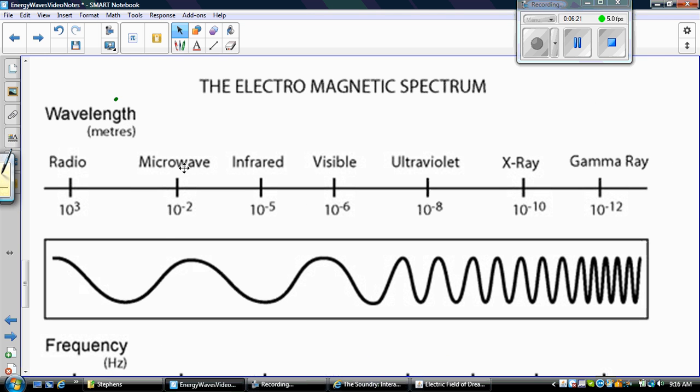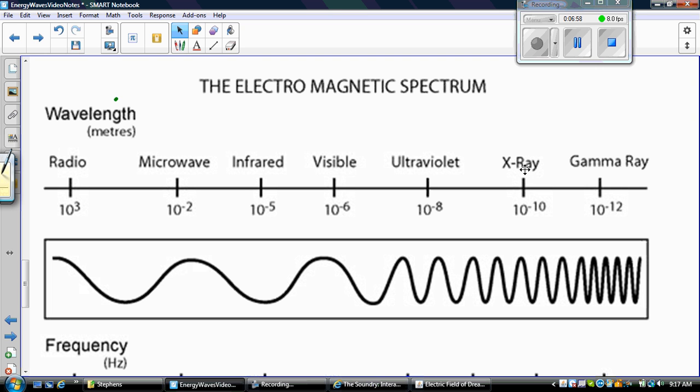radio waves, microwaves, infrared waves, visible light waves, that's what we can actually see coming from our sun, ultraviolet rays, X-rays, and gamma rays. Now if you notice below, on the electromagnetic radiation that comes from the sun, we get a variety of wavelengths and frequencies. Okay, radio waves have the largest wavelengths, so they have the smallest frequency, the least amount of energy. Gamma rays, if you notice, have very small wavelengths, so they have a very high frequency. They have the most energy.